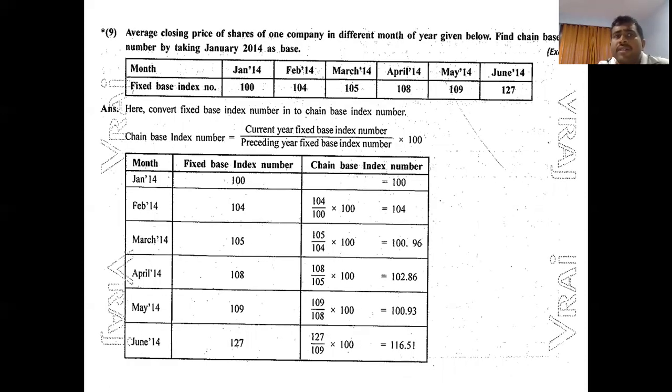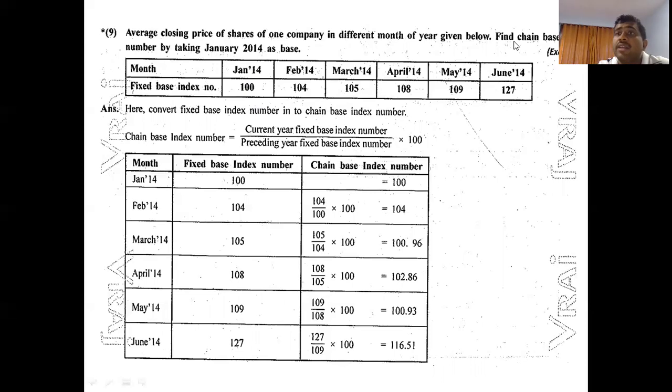Now comes the topic, friends. The average closing price of the shares of the companies given below is given. Find chain based index number by taking 2014 as base. Here the 2014 value is given to us, so there is no question of base only, because it's really confusing. It's all about 2014 only.